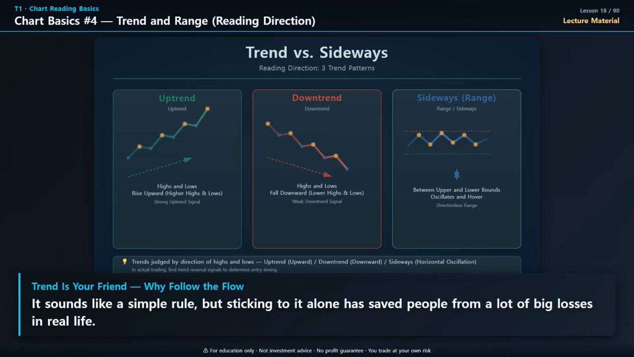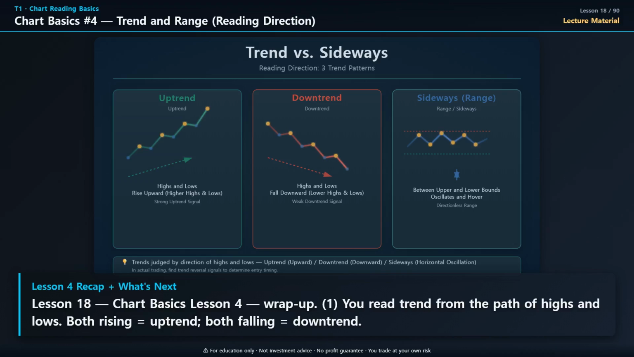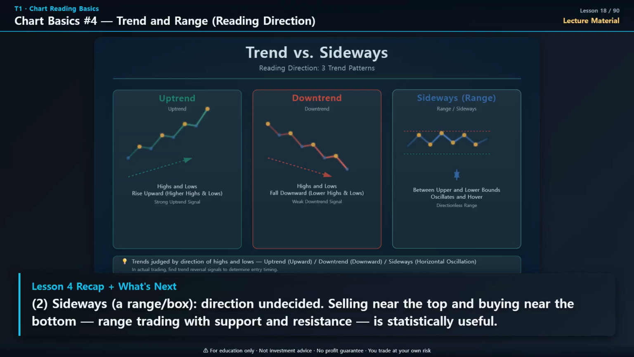Lesson 18, Chart Basics Lesson 4, Wrap Up. 1. You read trend from the path of highs and lows. Both rising equals uptrend. Both falling equals downtrend. 2. Sideways, a range or box, means direction is undecided. Buying near the bottom and selling near the top, range trading with support and resistance, is statistically useful.